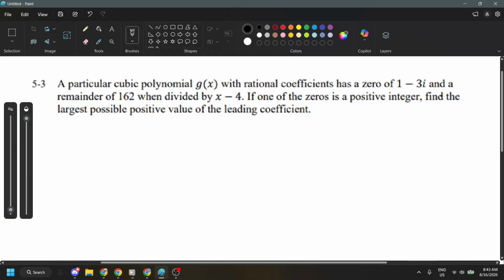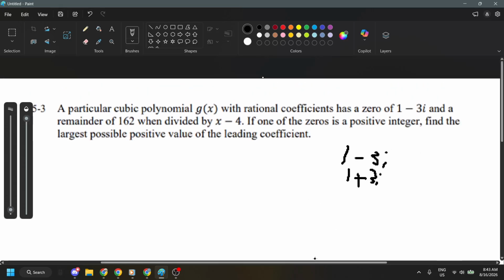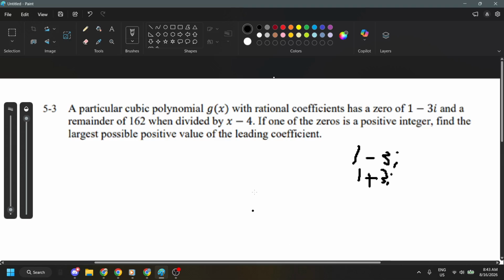So first off, we know it has a 0 of 1 minus 3i, so there's a 0 of 1 plus 3i as well. And then the last one's a positive integer. So we know that it's going to be, how do we do this? It's going to be, oh, I feel like we use a quadratic equation.